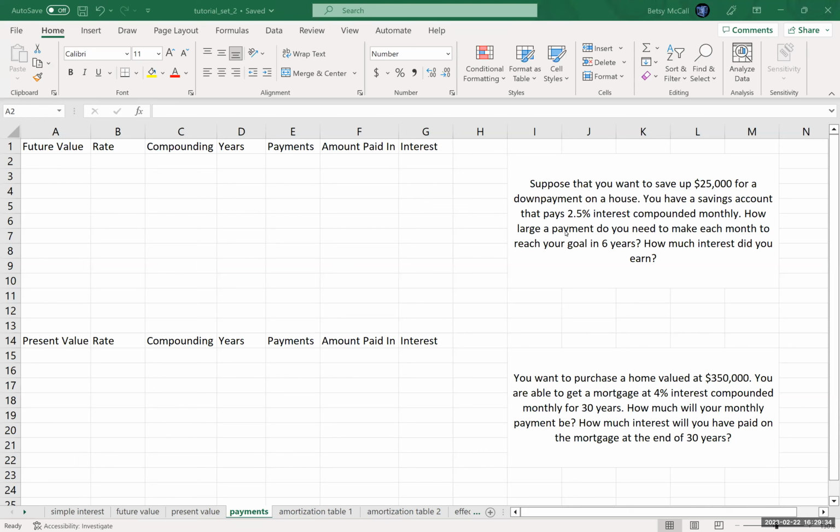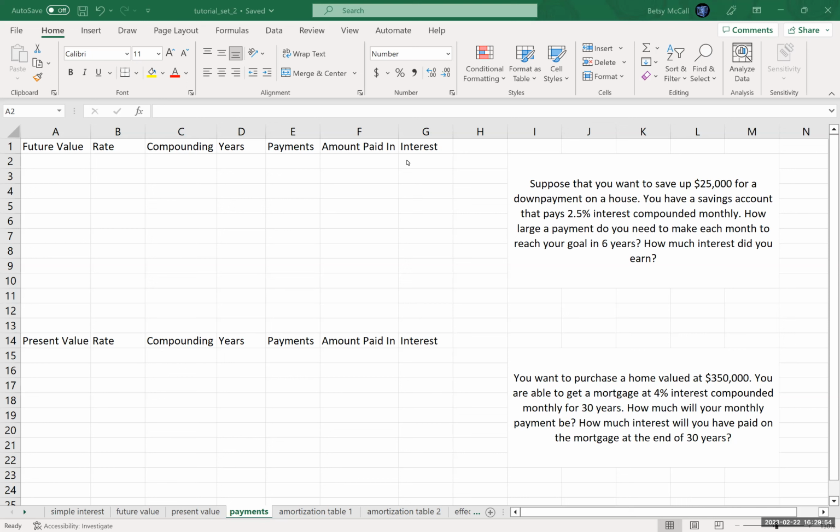So let's look at our first example. Suppose that you want to save up $25,000 for a down payment on a house. You have a savings account that pays 2.5% interest compounded monthly. How large a payment do you need to make each month to reach your goal in 6 years? And then we'll calculate how much interest you earned on that account.